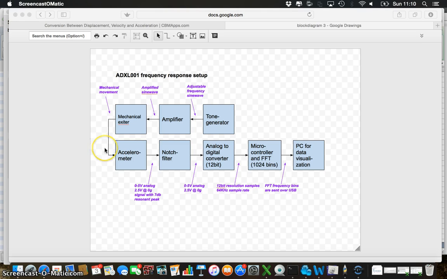The exciter is connected to the accelerometer, which sends the signal through the filter. It gets digitized by the analog to digital converter. An FFT of 1024 bins or frequency intervals is made. The data is sent to a PC. The first test here is limited to 10 kHz to get a reasonable resolution on the size of the frequency bins, and we might do a test where we run it up to 20 kHz afterwards.